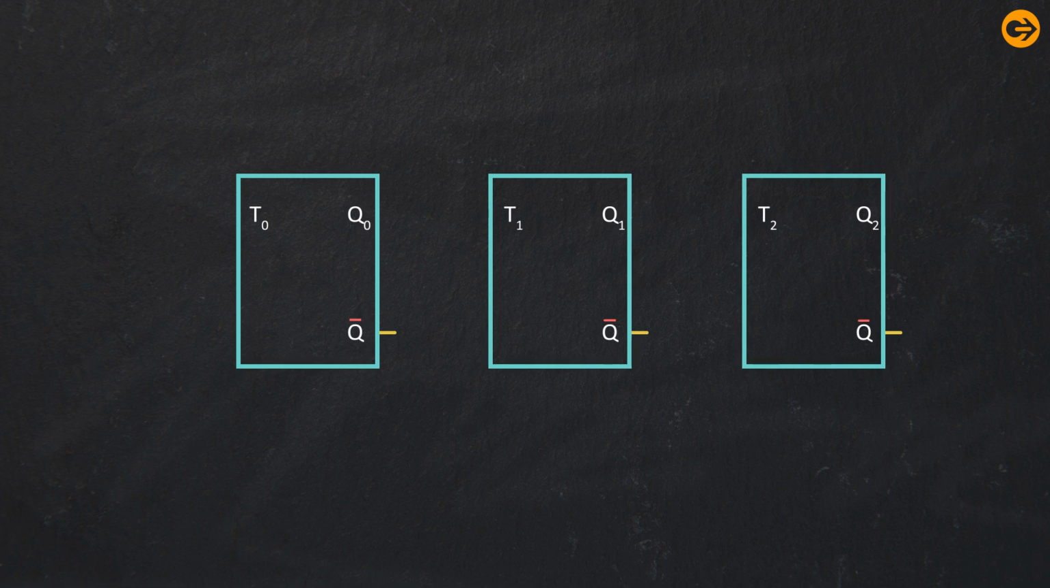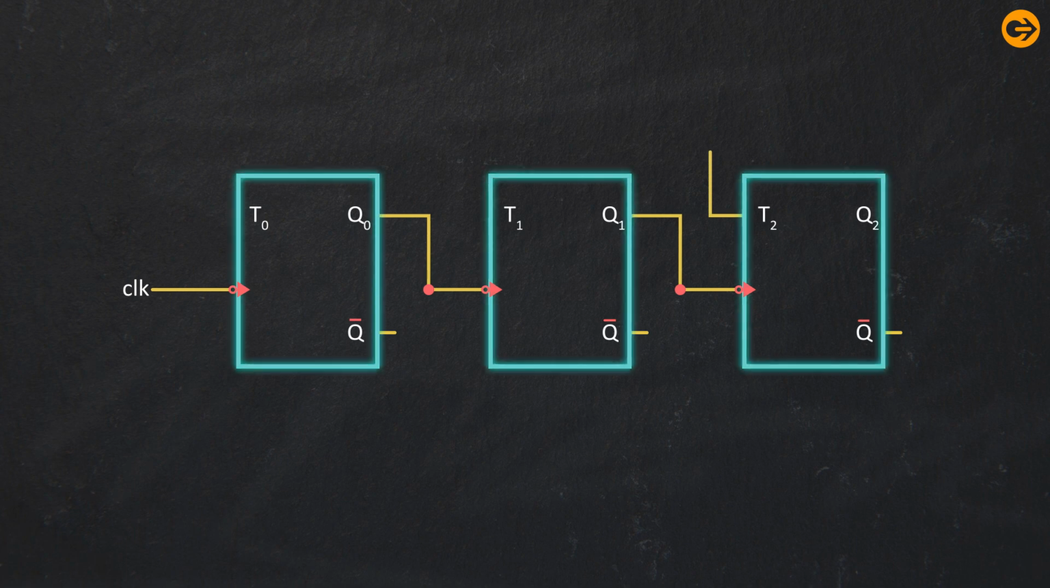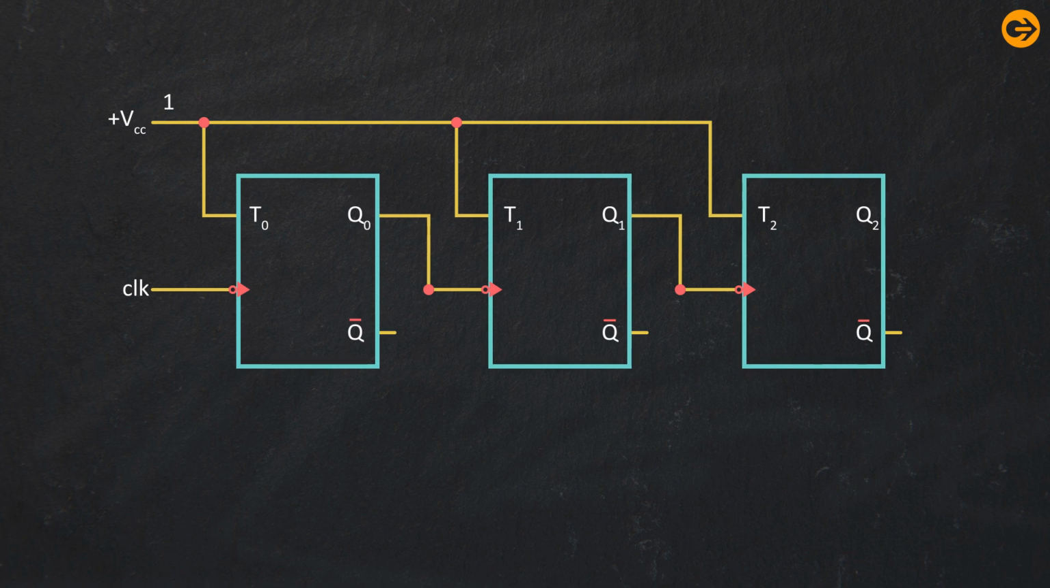The following counter is capable of counting from 0 to 7. The clock inputs of the 3 flip-flops are connected in a cascade. The T input of each flip-flop is connected to a fixed 1. This means that the state of the flip-flop will toggle at each negative edge of the clock.